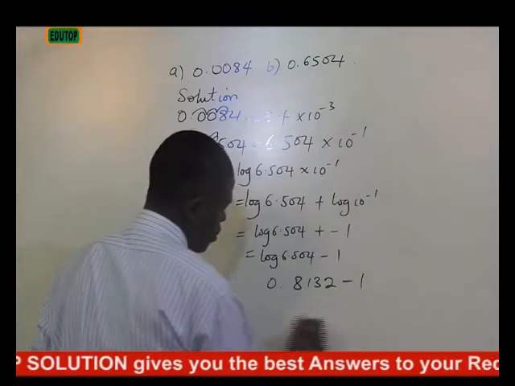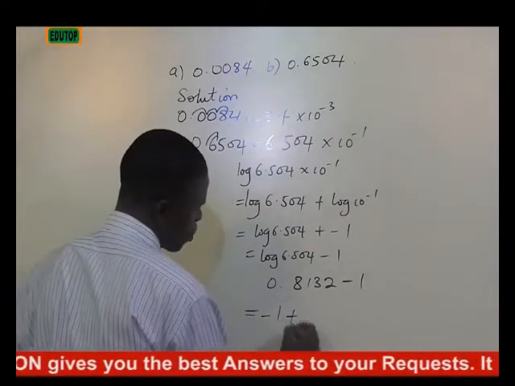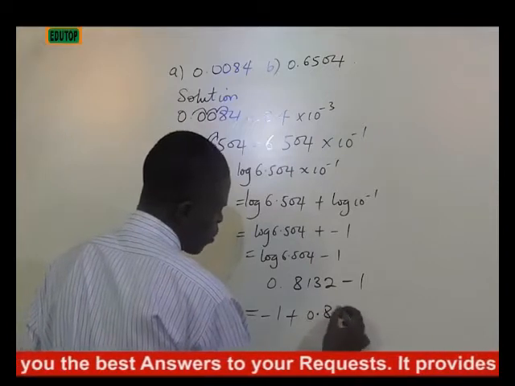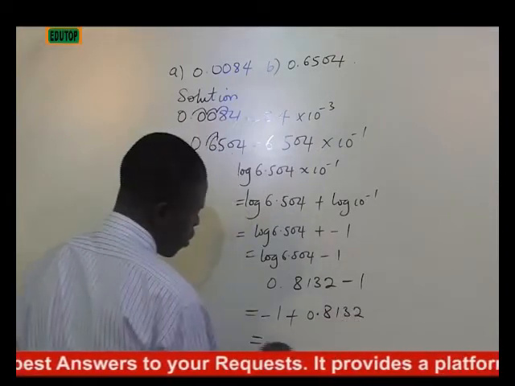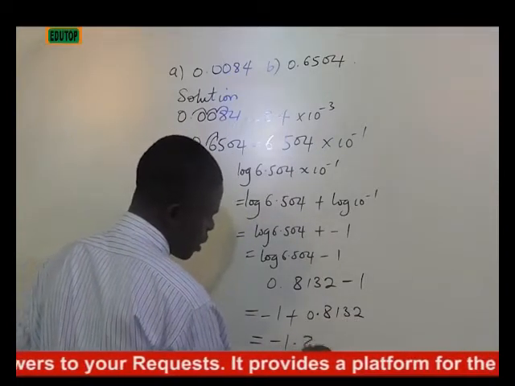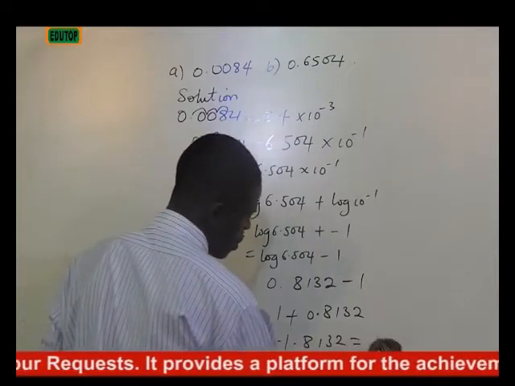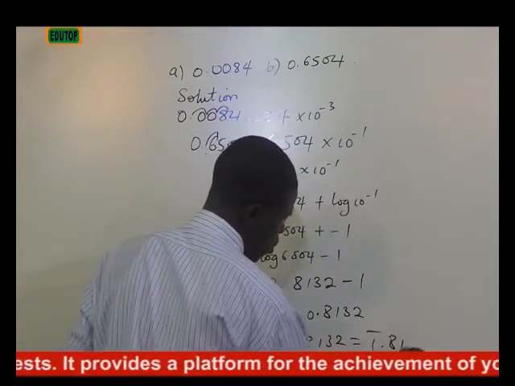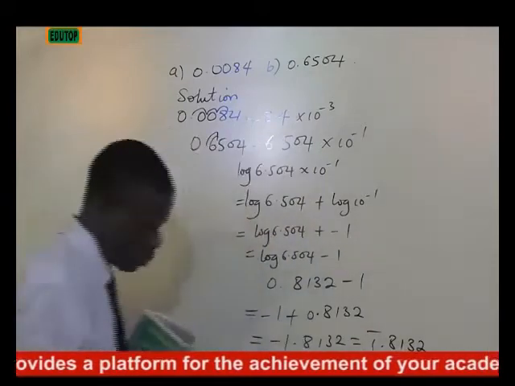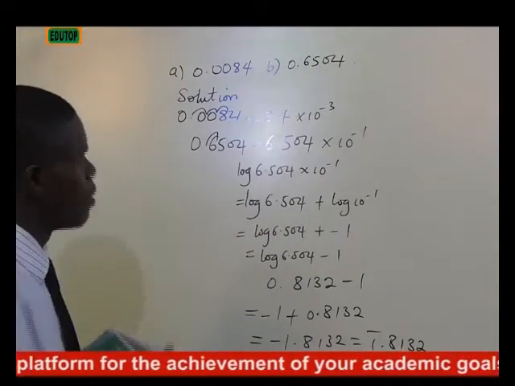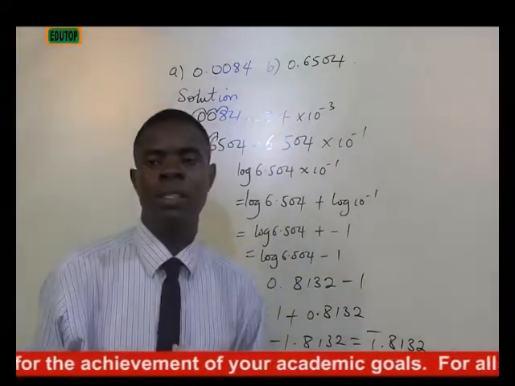So we have 0.8132 minus 1, which can be written as minus 1 plus 0.8132. And that gives us bar 1.8132. So this is the answer for the B case.